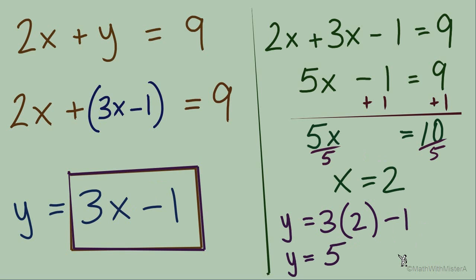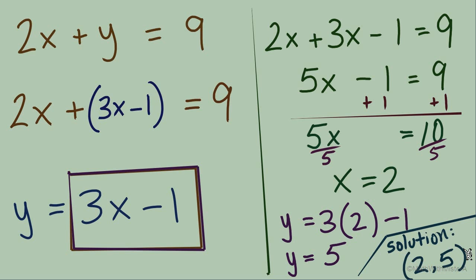Let's go with a nice concise way of writing the solution. How about an ordered pair? And our x value in the ordered pair is always first, the y value is always second. So there's our solution: (2, 5).